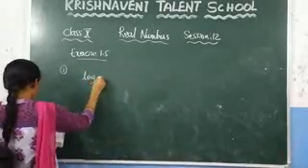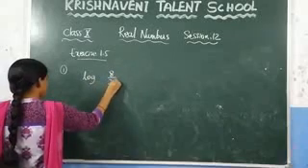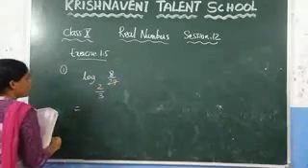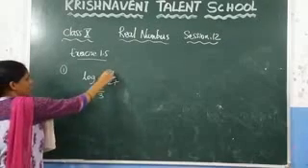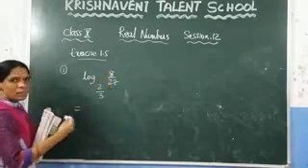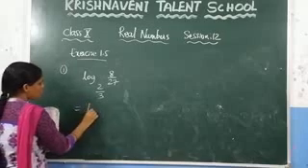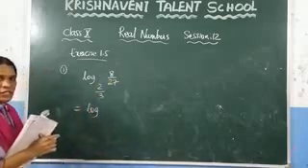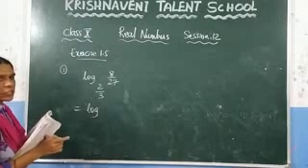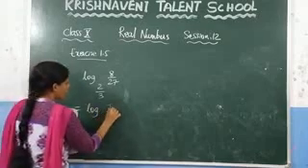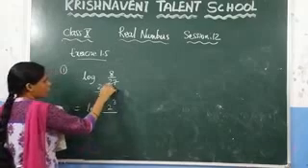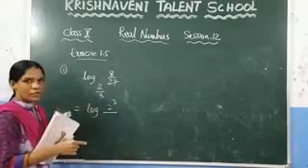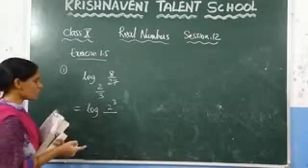Log 8 by 27 to the base 2 by 3. Here you need to convert this value as 2 by 3 to some power. So you can write this one as log. How can we write 8? You can write 8 as 2 cube, because 2 into 2 is 4, 4 into 2 is 8. You can write 27 as 3 power 3, because 3 into 3 is 9 and then 27.